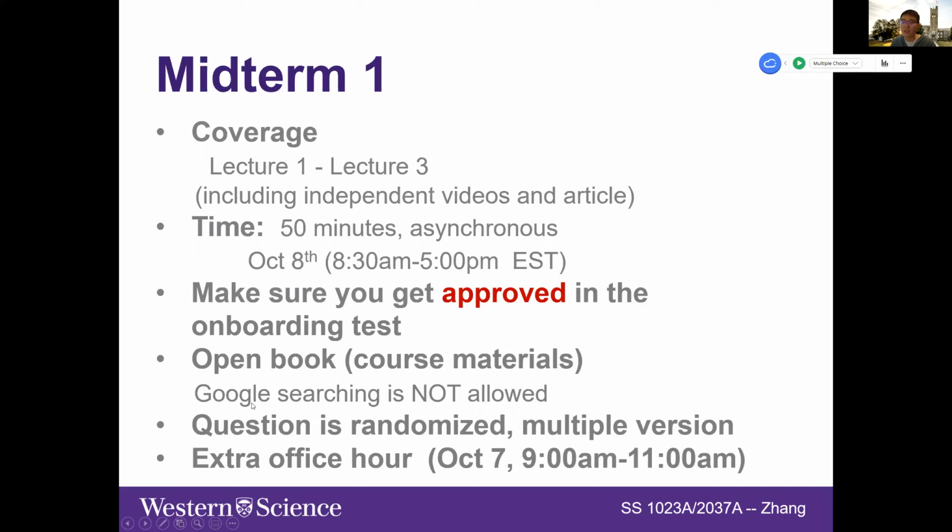Although I don't think you need that, because I don't think the materials that appear in the midterms require you to Google them, because everything should be so expected. Does the course material include the notes we took during the lectures? Yeah, you can include that in the course material.